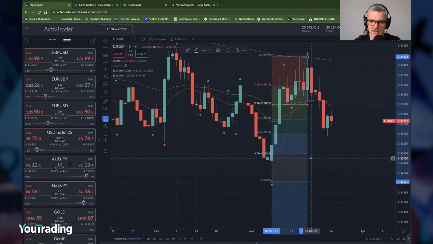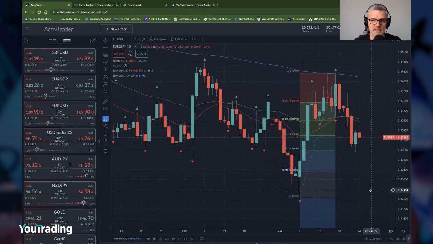So if we do get lower, if I am short, I'm going to take some profits around the 0.826, and then see if we can get a runner to take out the liquidity below this swing low. Okay, that's what I'm seeing.